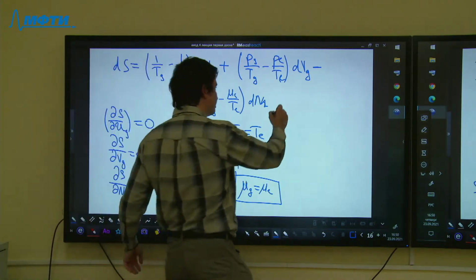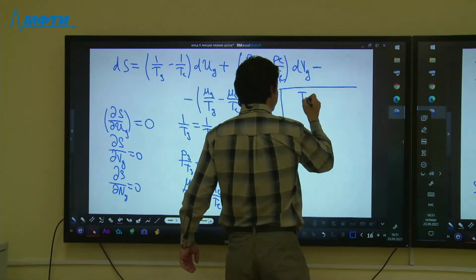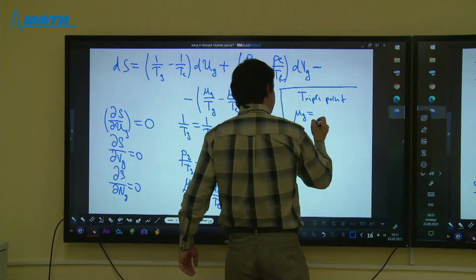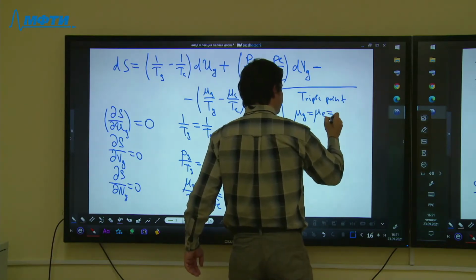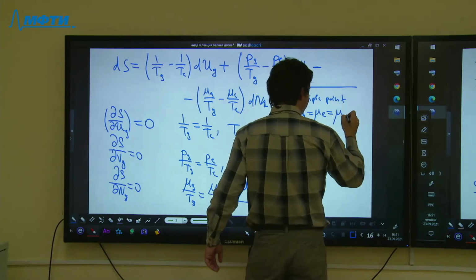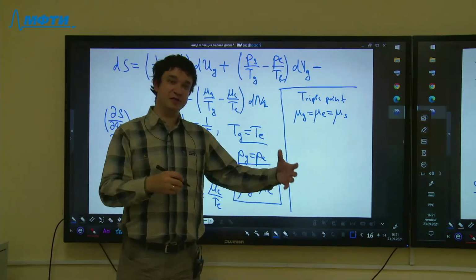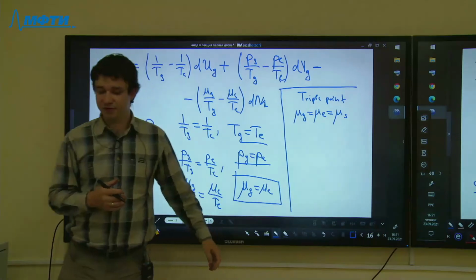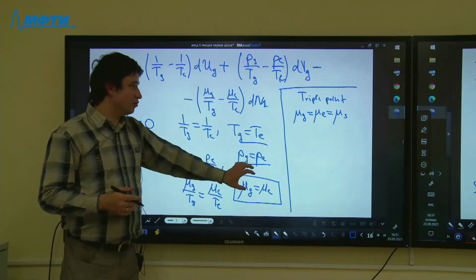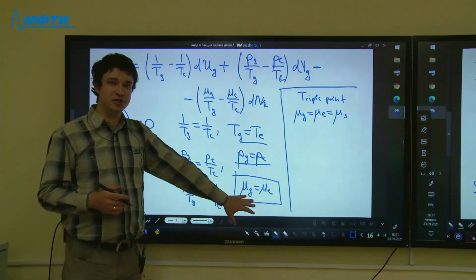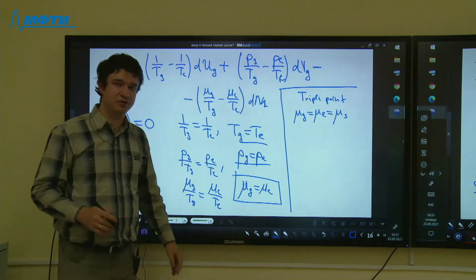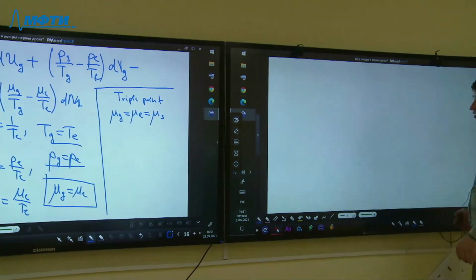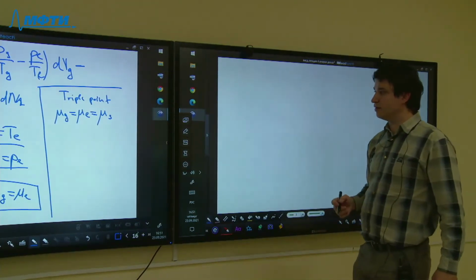And for the triple point, when you have three different phases, the condition would be that the chemical potential of the gas phase would be equal to the chemical potential of the liquid phase and equal to the chemical potential of the solid phase. So if you have multiple phases involved, then all chemical potentials of all of those phases should be equal to each other. And this is actually one and single equation which is needed to consider equilibrium between different phases. Now, I'm going to derive from this equation the Clapeyron-Clausius equation.